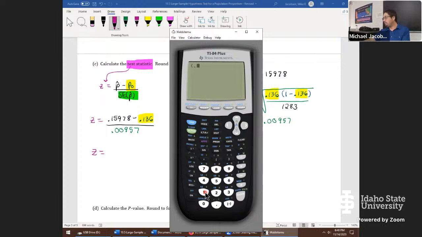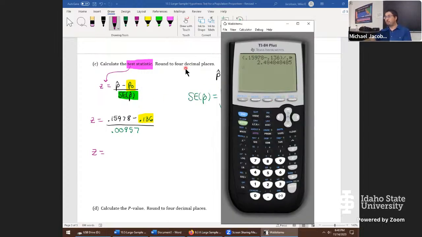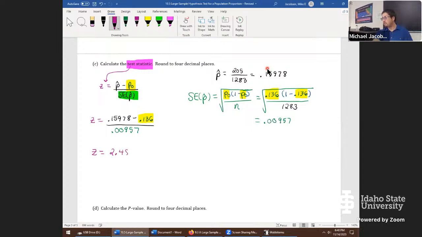So let's calculate 0.15978 minus 0.136 from the null hypothesis, division by 0.00957, finally gives us this result. Now this one I'll round to the official 4 decimal places that they wanted, 2.4848 altogether. But once you're looking at 2.4848, that's about 2.5 standard deviations.